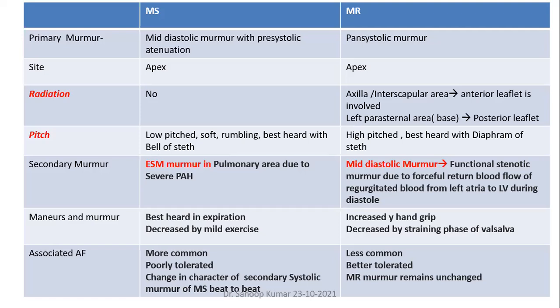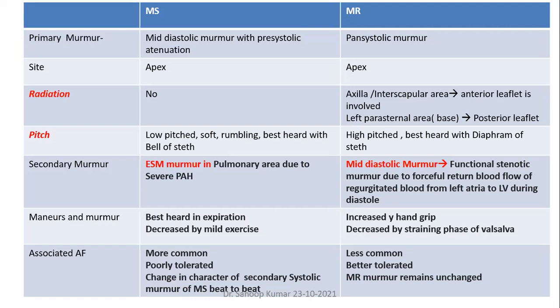Radiation: in mitral stenosis, the murmur is not going to radiate anywhere, because the blood coming from the left atrium to the left ventricle is very less. So it is not going to radiate anywhere. The sound wave is not going to radiate anywhere because you have a stenosis there.